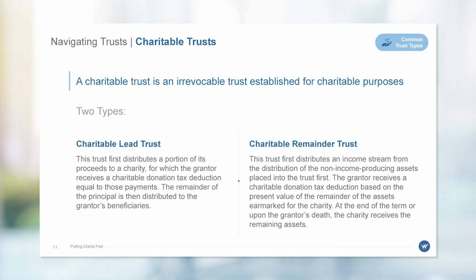A charitable lead trust first distributes a portion of its proceeds to a charity for which the grantor will receive a charitable donation tax deduction equal to those payments, and the remainder is then distributed to the grantor's beneficiaries. With a charitable remainder trust, the grantor chooses to receive income from the distribution of non-income producing assets placed into the trust first. Here again, the grantor receives a charitable donation tax deduction based on the present value of the remainder of the assets earmarked for charity. At the end of the term or upon the grantor's death, the chosen charity receives the assets.